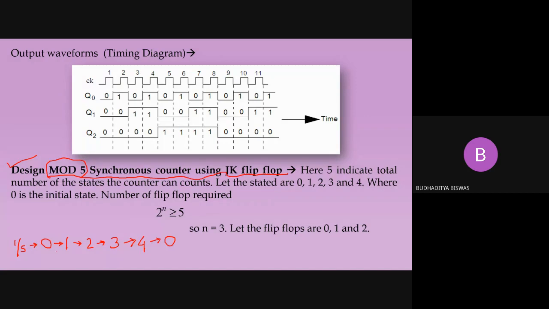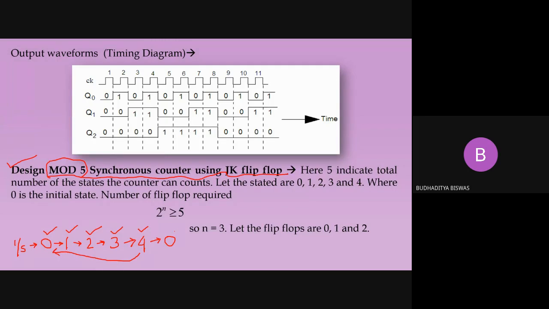So this is the counting sequence. Initial state is always 0, like this one. After that 0, 1, then 2, then 3, then 4. So you see total 5 steps are there: 0, 1, 2, 3, 4. After 4, it will not count 5, it will count again 0. That means it will return back to the initial state after counting the final state.